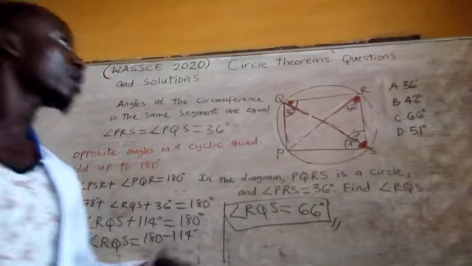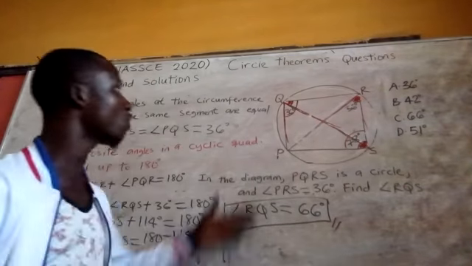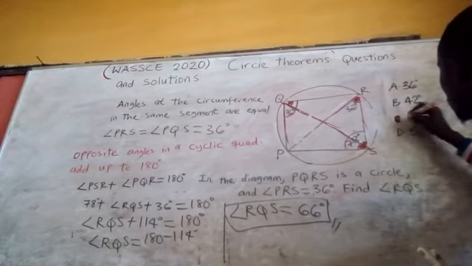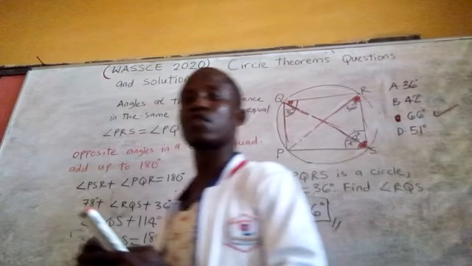So therefore, our correct answer here for this question is letter C. So C is the correct answer, which is 66 degrees.